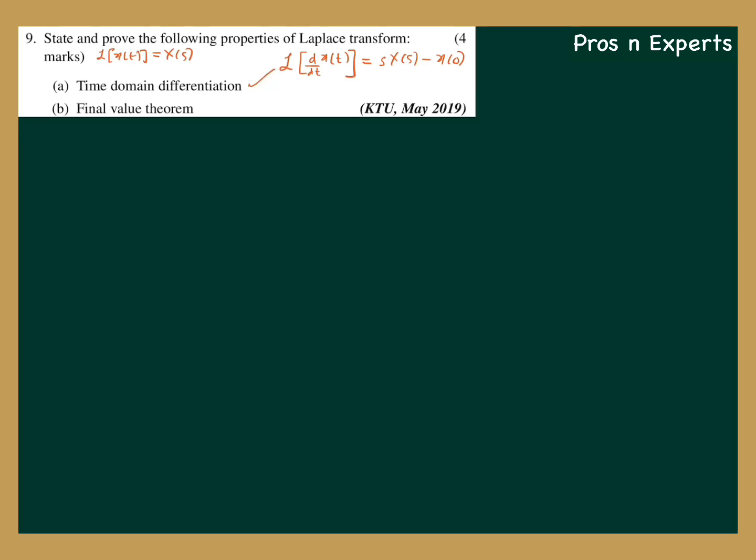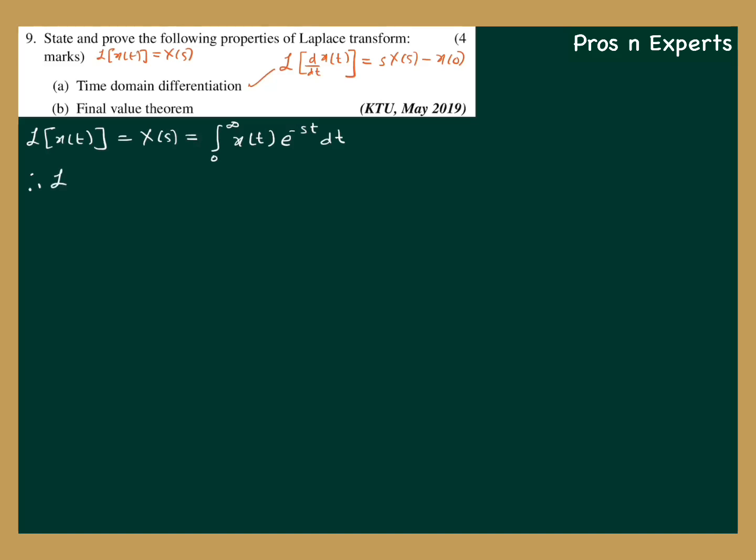Okay, so what is the actual expression for Laplace transform? L of x of t is equal to X of s, which is the integral, if it is a unilateral Laplace transform, from 0 to infinity of x of t into e raised to minus st dt. Okay, therefore let me get straight into the proof.